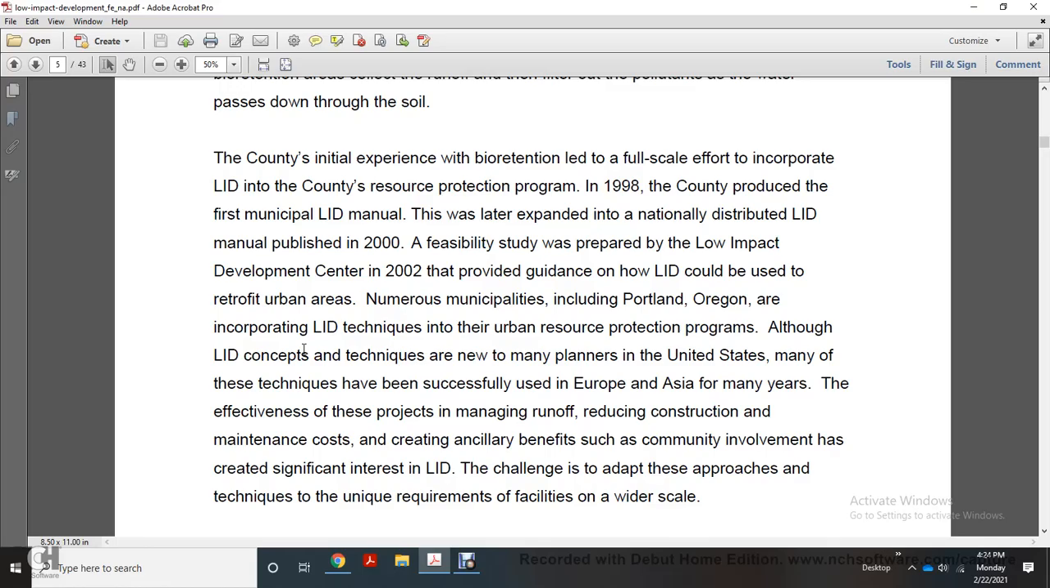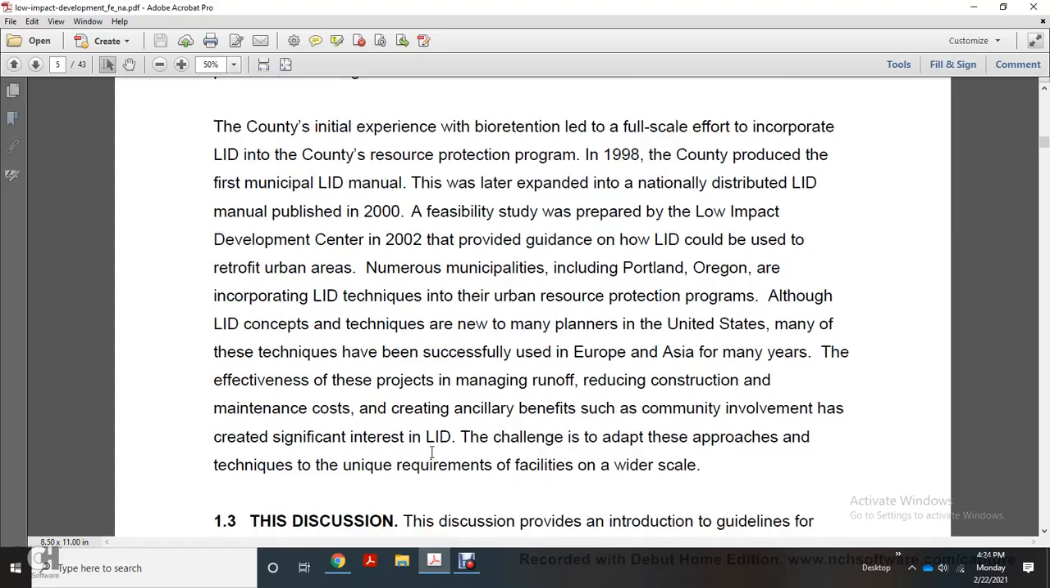Although low-impact development concepts and techniques are new to many planners in the United States, many of these techniques have been successfully used in Europe and Asia for many years. The effectiveness of these projects in managing runoff, reducing construction and maintenance costs, and creating ancillary benefits for the community has created significant interest in low-impact development. Low-impact development changes and adapts these approaches and techniques to the unique requirements of facilities on a wider scale.